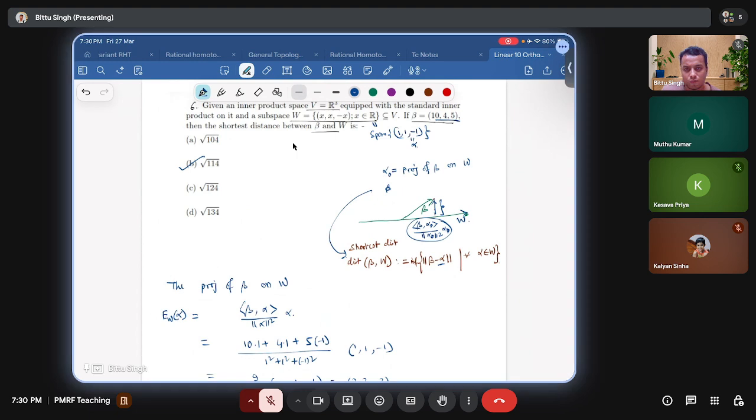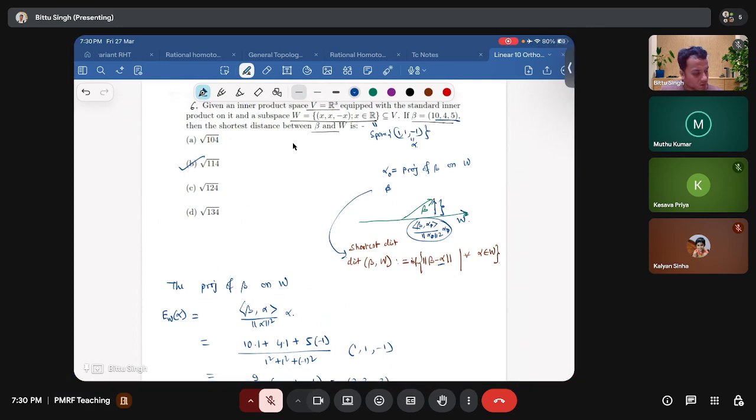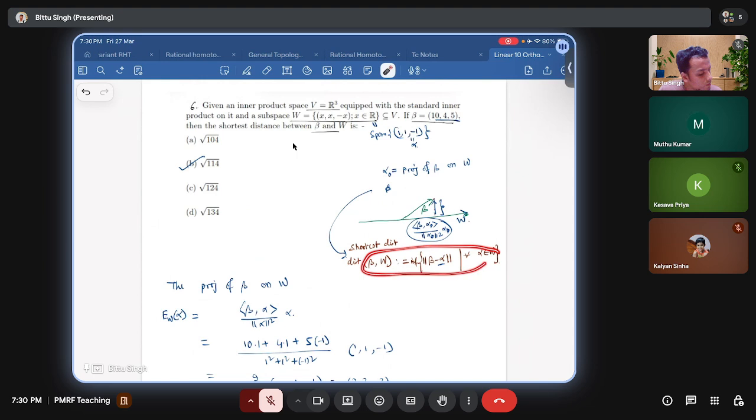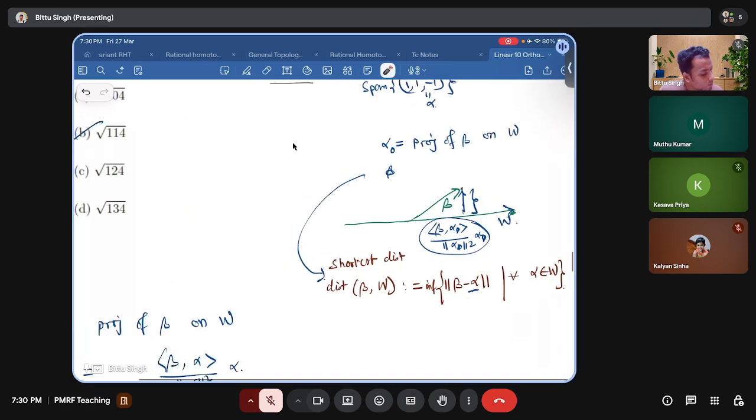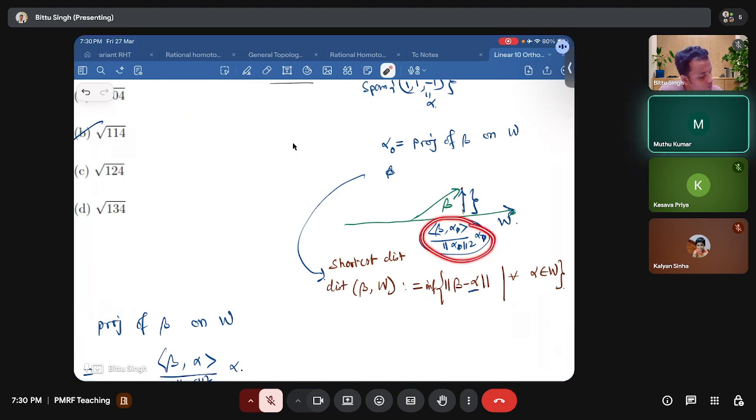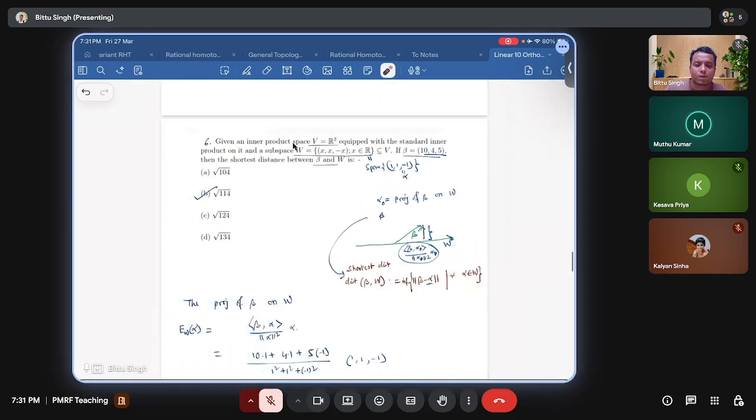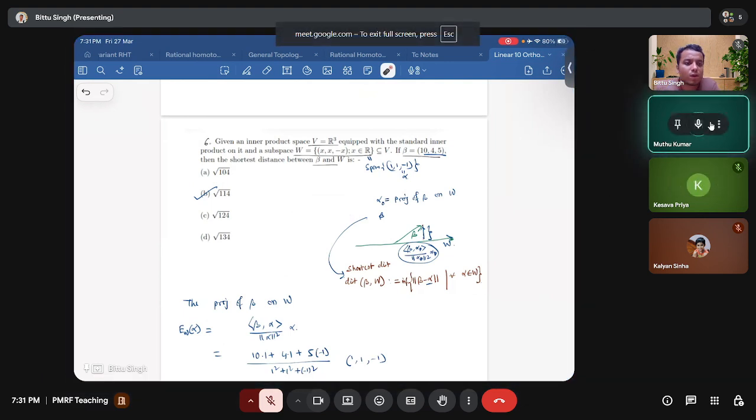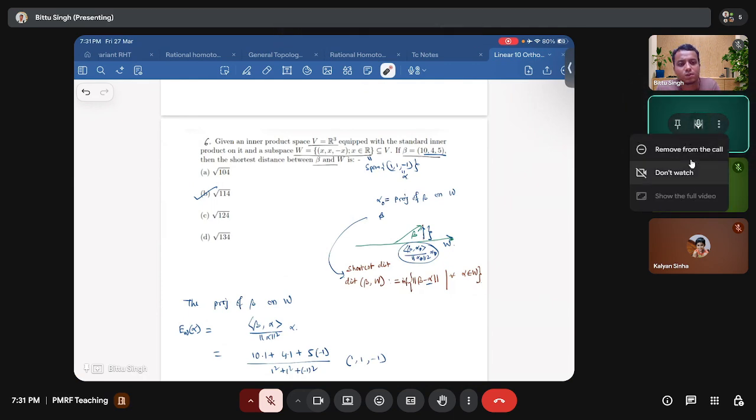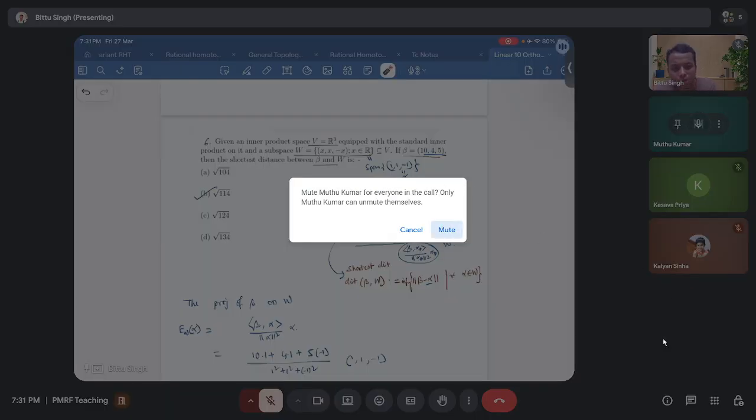Is it clear to all of you how we can find this kind of distance? This is the definition of distance, but you can prove that the shortest distance is given by alpha, where alpha is the projection of beta on the subspace W. Is it clear to all?